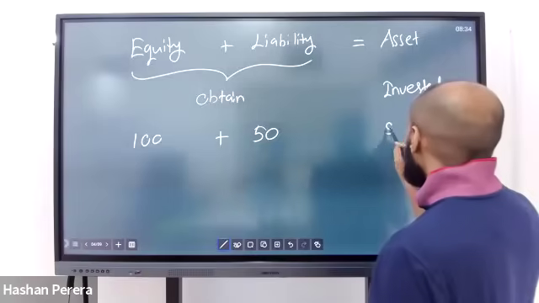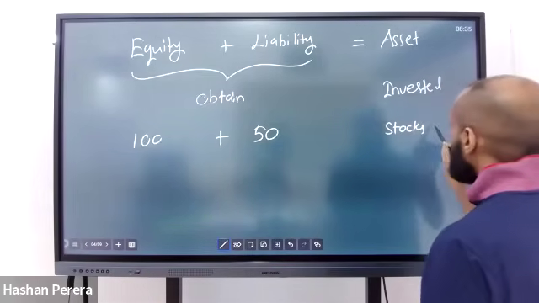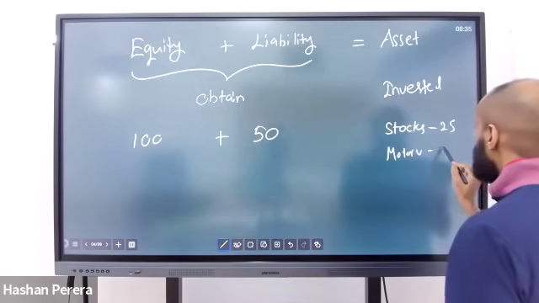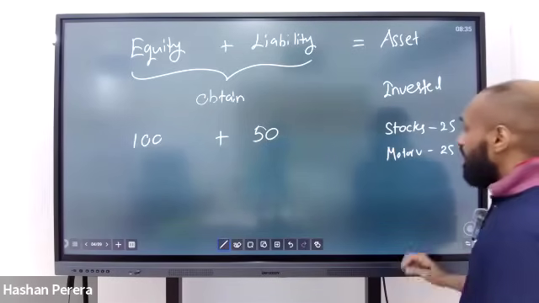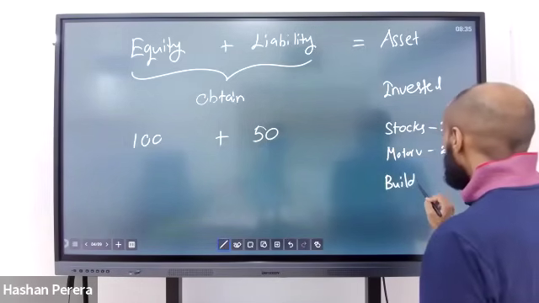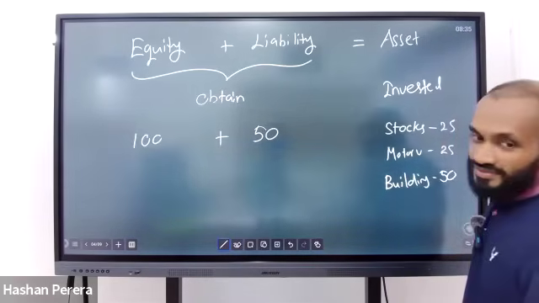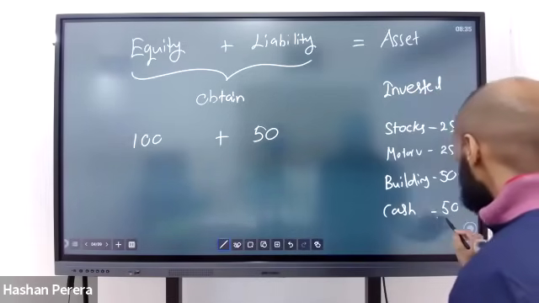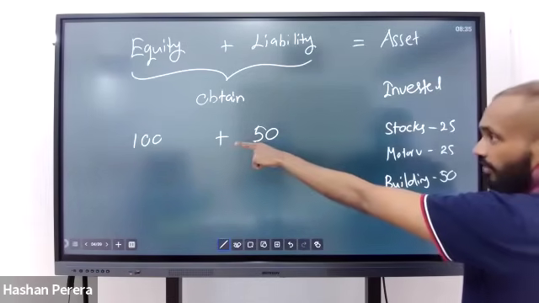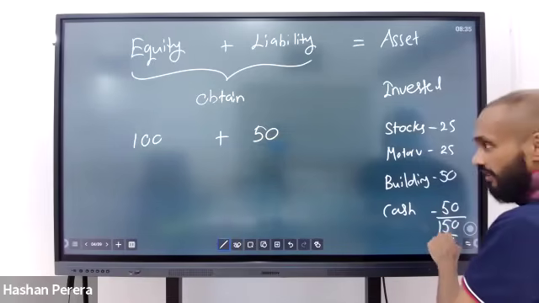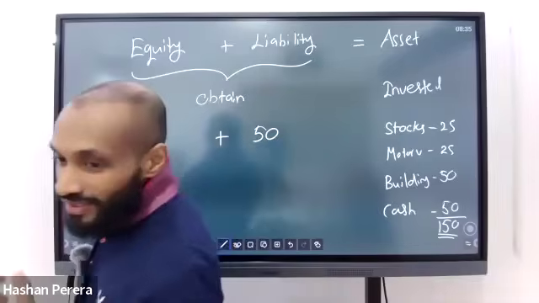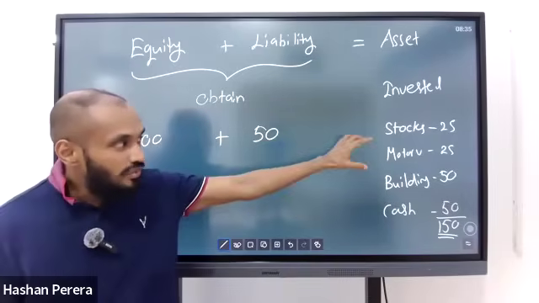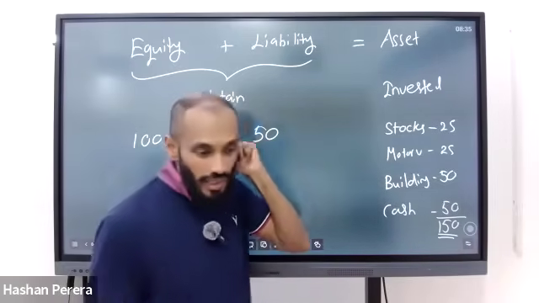Let's say you have bought stocks worth 25. You have bought a motor vehicle for another 25. Clear? You have bought a building for another 50. Still you have some cash on your hand, another 50. This is how the 150 money you have obtained has been invested. දැන් ළමයි පොයින්ට් එක තේරුණාද? හරි. මේ හම්බෙච්ච 150 ළමයි කොහොමද invest උනේ? මෙතන 50, මෙතන 50, මෙතන 50. 150. How it has been invested.